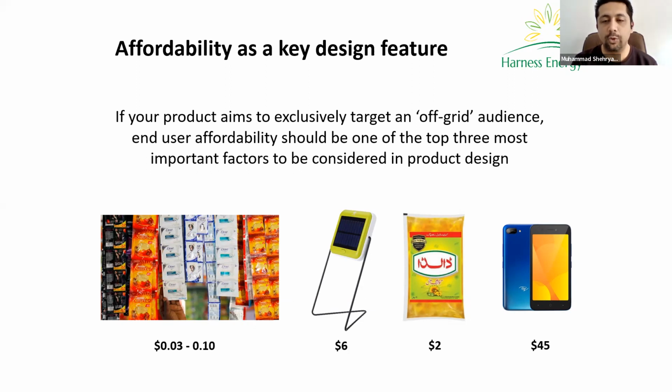Smartphones that might not be doing exactly what an $800 phone does, but they still do a lot of stuff that our customers are looking for. And then I've learned it the hard way, because if you have very strong, stiff price-based competition, and your product is targeting an off-grid audience primarily, end user affordability, if not the first and foremost design feature, should be one of the top 3 most important factors to be considered in the product design. Yep, that's about it.